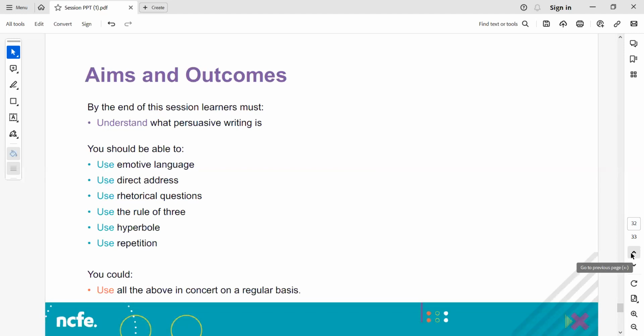Okay, so we should all understand now what persuasive writing is. We're trying to get someone to understand and agree with our opinion. And we do this by using emotive language, direct address, rhetorical questions, the rule of three, hyperbole, and repetition. And you might be able to use all of those together in your writing to make your writing persuasive. Does anyone have any questions?